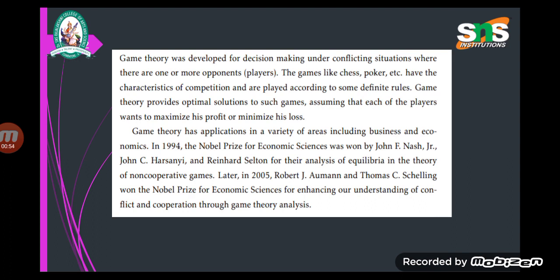Game theory provides an optimal solution. Optimal means maximize the profit and minimize the loss to the players. Game theory has applications in a variety of areas including business and economics. In 1994, the Nobel Prize for Economic Science was won by John F. Nash, Harsanyi and Selten for their analysis of equilibria in the theory of non-cooperative games. Later in 2005, Aumann and Thomas Schelling won the Nobel Prize for Economic Science for enhancing our understanding of conflict and cooperation through game theory analysis.